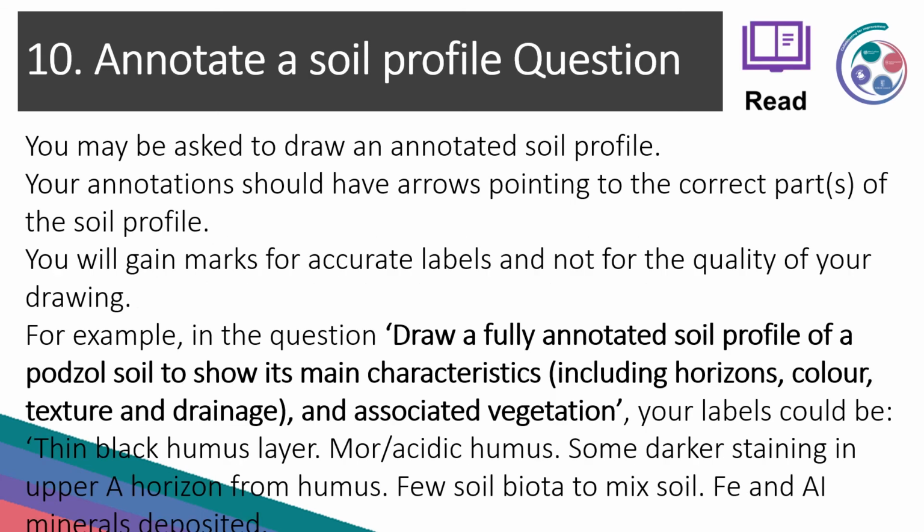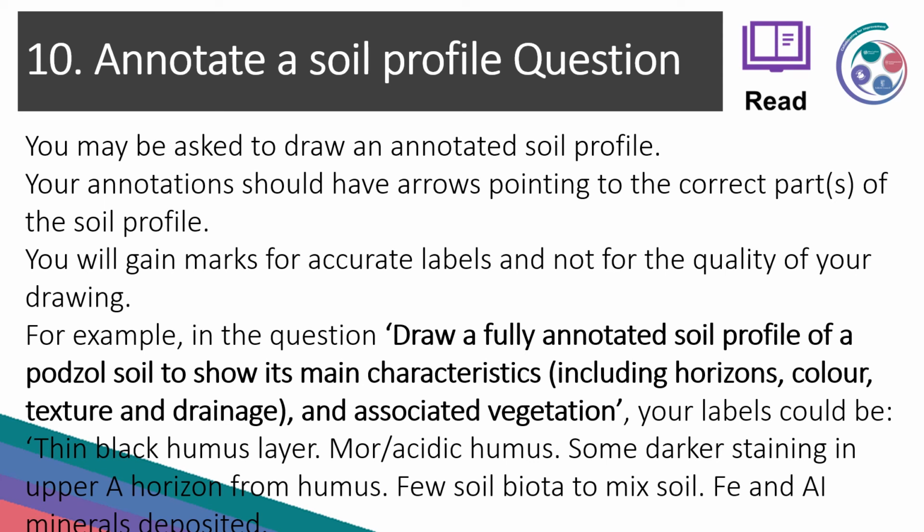So number 10 is asking us to annotate a soil profile. In this case, you're actually going to draw an annotated soil profile. So you'll recall the question we looked at for the podzols just a few minutes ago. It actually had a soil profile in the question and asked you to explain its structure. Here you're asked to draw an annotated soil profile. And the annotations should have arrows pointing to where they are the correct bits to illustrate that, okay? It's not enough to draw a profile and then put your answer at the bottom. That will not get you all the marks you need. You've actually got to draw the soil profile and then label it or annotate it to illustrate what's been shown.